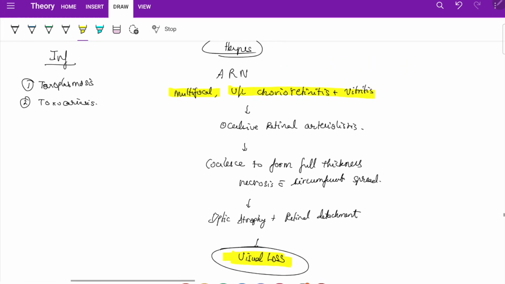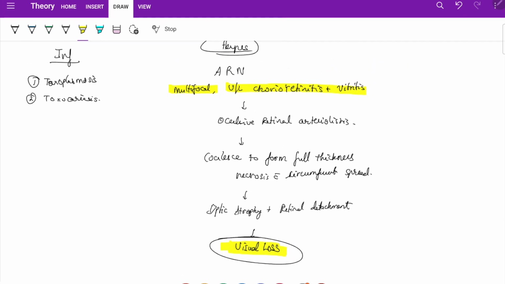Again I repeat, what happens in herpes, there is going to be acute retinal necrosis. What is acute retinal necrosis? There is going to be multifocal unilateral chorioretinitis with occlusive retinal arteriolitis with vitritis where your posterior pole is spared. So all these are going to coalesce to form a full thickness necrosis with circumferential spread and lead to optic atrophy and retinal detachment which will cause a visual loss. Clear? Okay, now what happens is vasculitis is more common among HZV, that is herpes zoster.